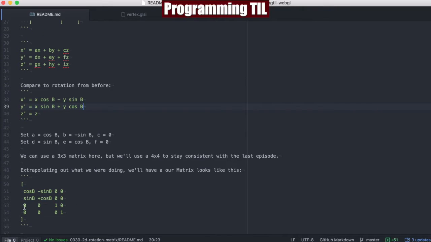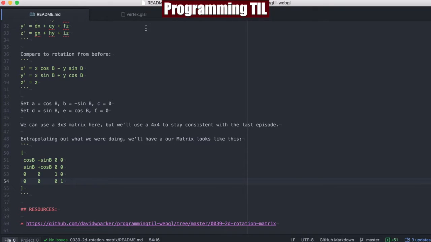And you can extrapolate that out, where all of these extra values are always going to be 0, and then 1 and 1, where z prime is equal to z, and w prime equal to w. And so that's what your matrix is going to look like. And that's all we really needed.